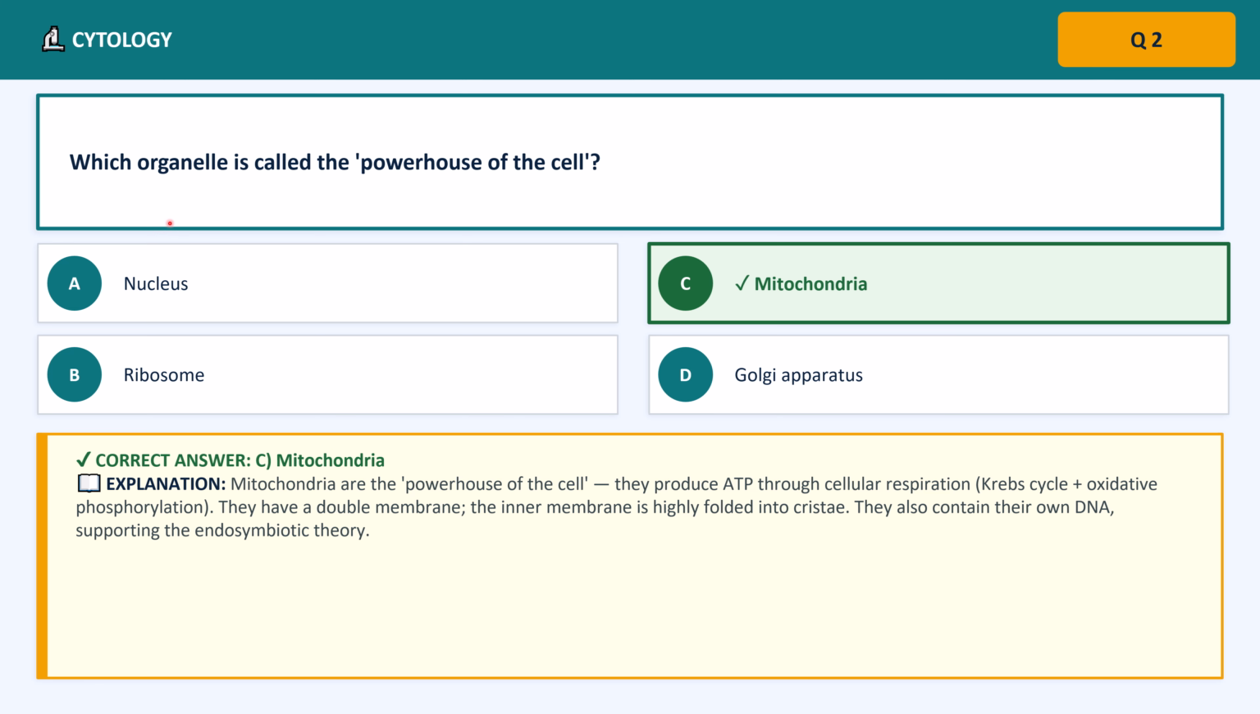Question 2. Which organelle is called the powerhouse of the cell? It's option C, mitochondria. Explanation: mitochondria are the powerhouse of the cell. They produce ATP through cellular respiration, Krebs cycle plus oxidative phosphorylation. They have a double membrane. The inner membrane is highly folded into cristae. They also contain their own DNA, supporting the endosymbiotic theory.